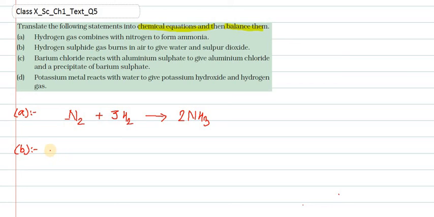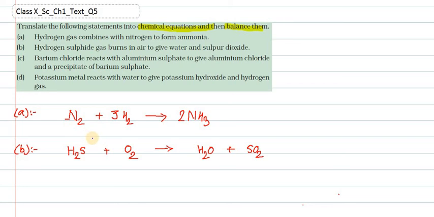Now part B, hydrogen sulphide gas. The formula for hydrogen sulphide is H2S. Hydrogen sulphide gas burns in air. Air means oxygen. Burns in air to give water and sulfur dioxide. So the products are water, which means H2O, and sulfur dioxide, that is SO2. Now let's balance this.